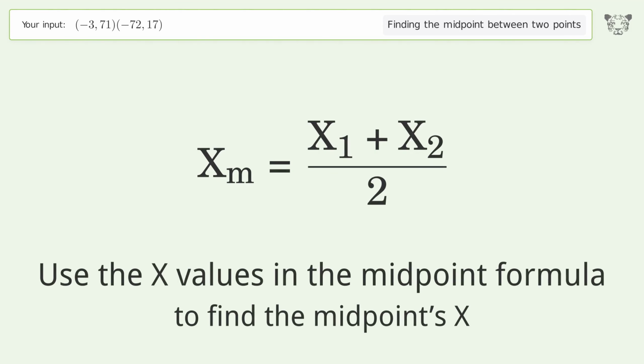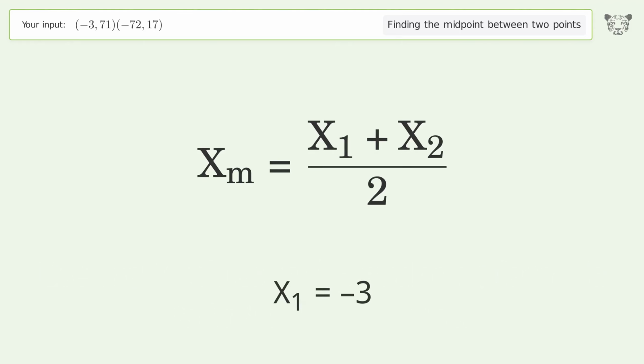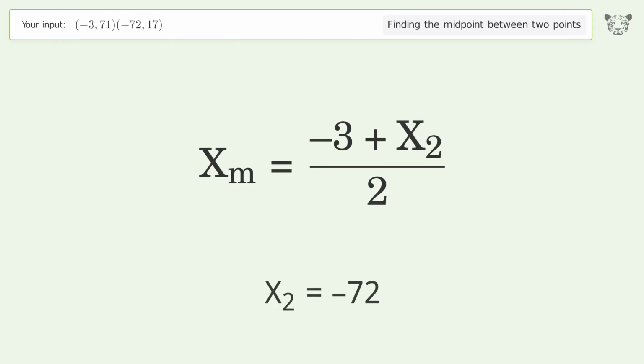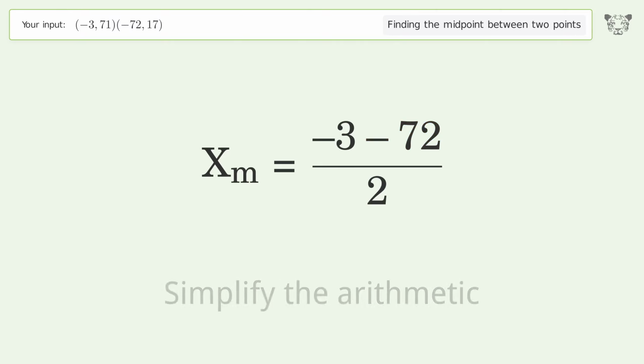Use the x values in the midpoint formula to find the midpoint's x. x1 equals negative 3. x2 equals negative 72. Simplify the arithmetic.